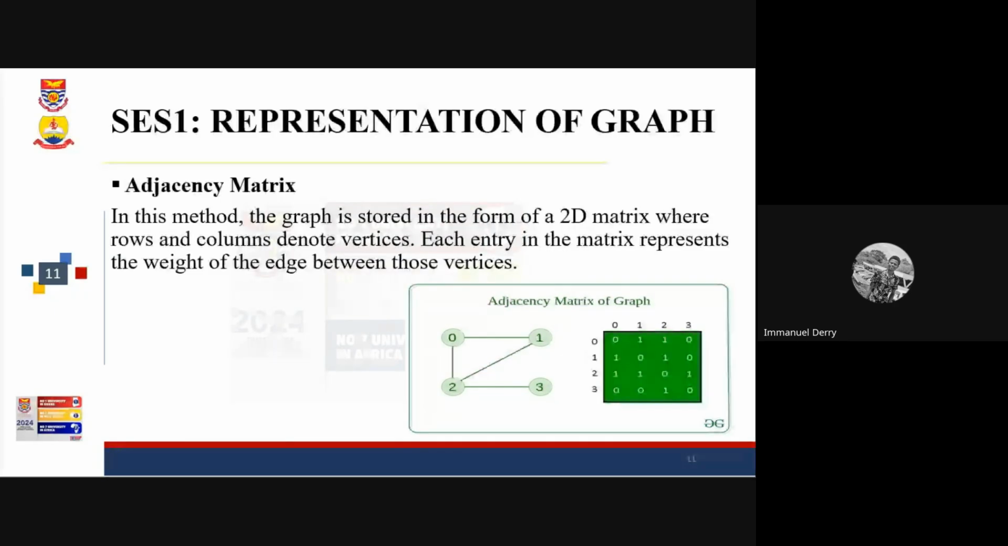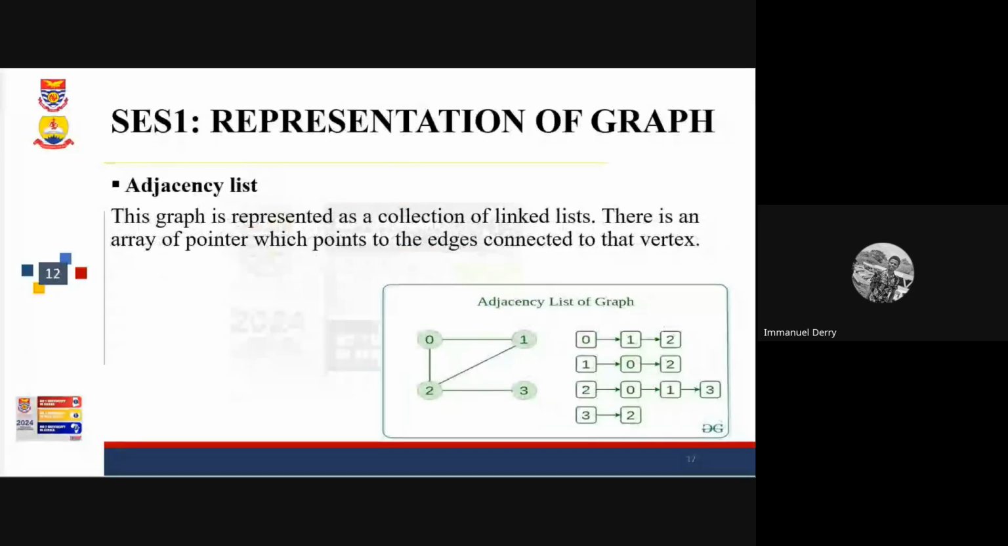All right. Now let's look at the adjacency list. Hello, sir.